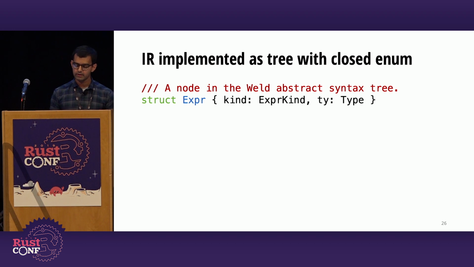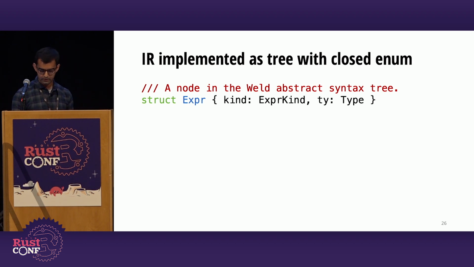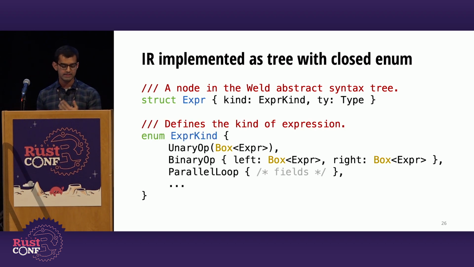OK, so going into a little bit more detail now, the Weld IR itself is implemented basically as a tree with all the operators represented using an enum. So the main construct in the IR is this thing called an expression, or expr, that has a kind, that's the kind of expression it is, and a type, such as integer or float or whatever. And ExprKind itself is basically this giant enum that defines all the different kinds of operators that we support.